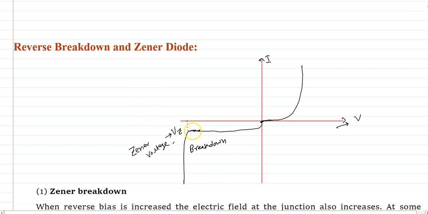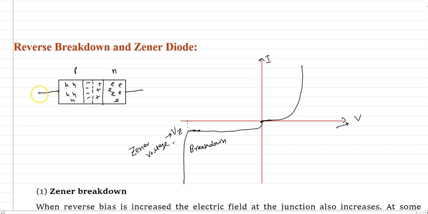Why this breakdown occurs, I will explain. So in case of a diode, okay, there are two mechanisms here. One is called Zener breakdown, another is called avalanche breakdown. Okay. So I have told you this is the P side and this is the N side, and there is a depletion region. Okay. So in the P side there are a large number of holes, and in the N side there is a large number of electrons, and in the depletion region there are immobile ions.